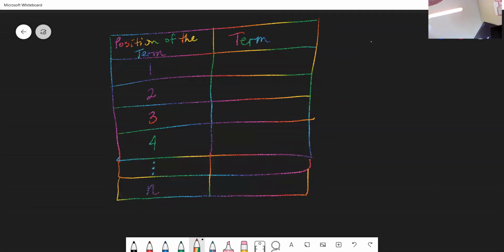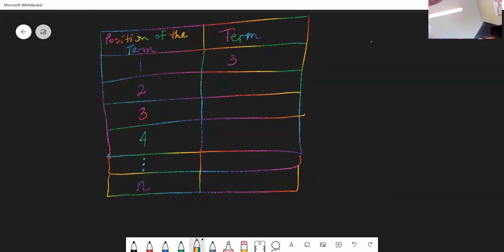Okay. So if they give you the term at position 1 is 3, and then the term at position 2, what do they give you? They give you a sequence. They give you your ratio is 2. So to find the term at position 2, you take your previous term, you multiply it times the ratio, which in this case is 2.